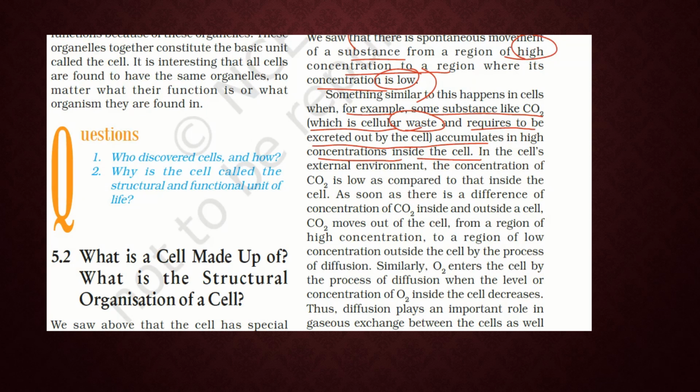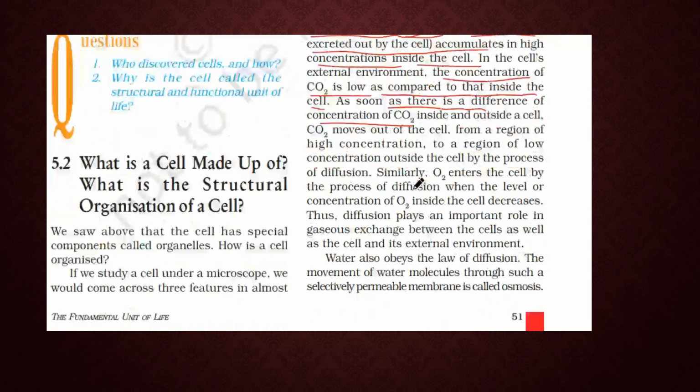So how is this happening? There is a concentration difference, because carbon dioxide is more inside the cell and less outside the cell. So by the process of diffusion, it moves out of the cell. The concentration of carbon dioxide outside is low as compared to inside the cell. As soon as there is a difference in concentration, it moves from inside to outside of the cell. So like this, carbon dioxide moves out of the cell. It's very easy, right?